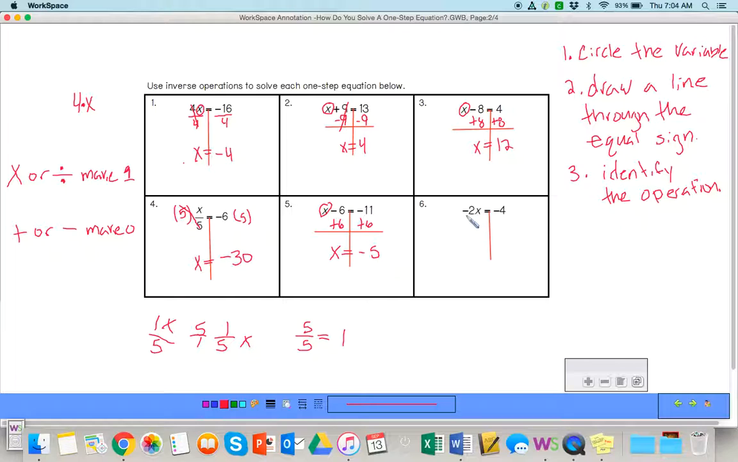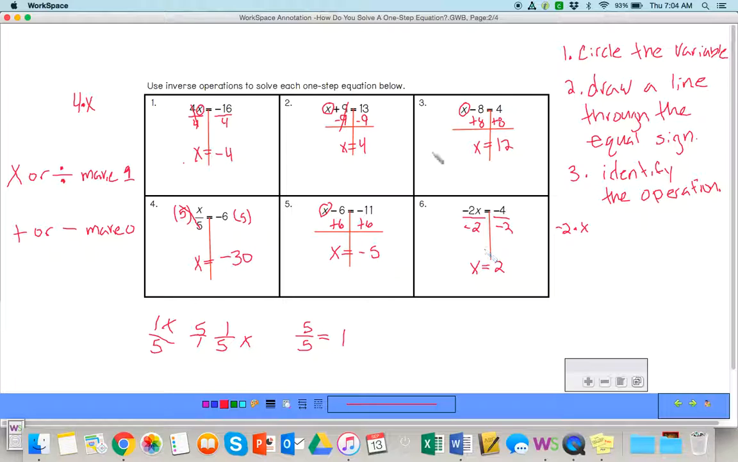Okay, so this one's a little bit different. Sometimes people try to add 2, but the way that this problem reads is negative 2 times x. So always look between the number and the variable, and if there is no operation between the number and the variable, then it's a multiplication problem and we have to divide. We don't just divide by 2, we have to divide by negative 2 because we also want to cancel out that negative sign. And so we get x equals, sorry, this should be negative 2 also. Negative 4 divided by negative 2 is 2. All right?